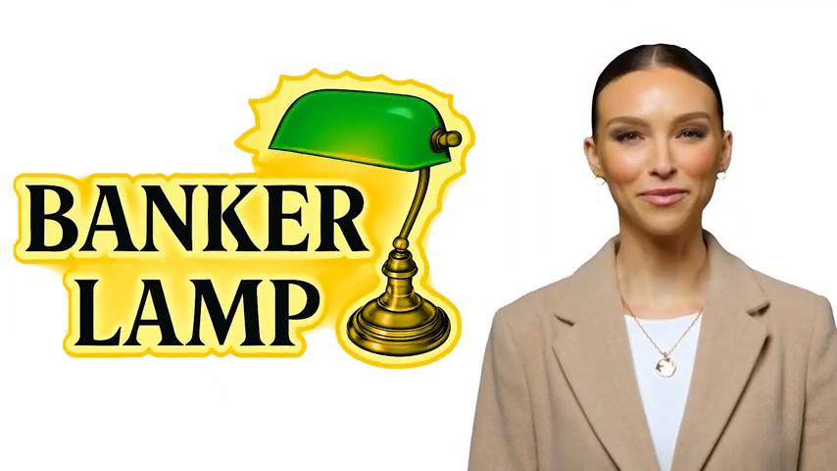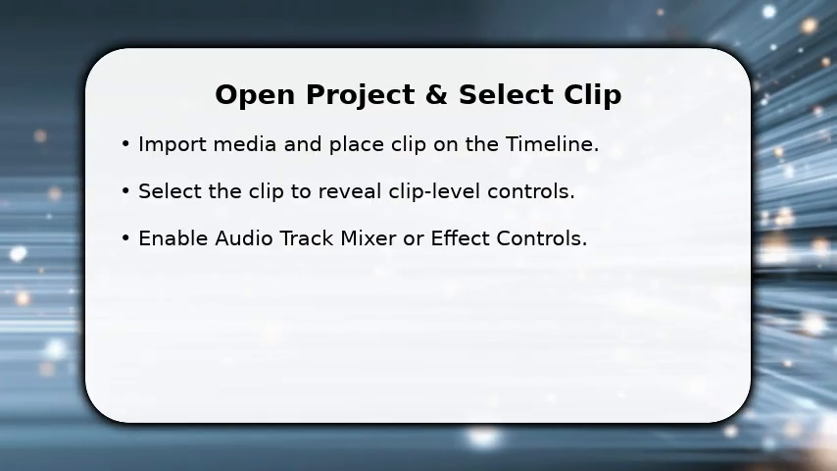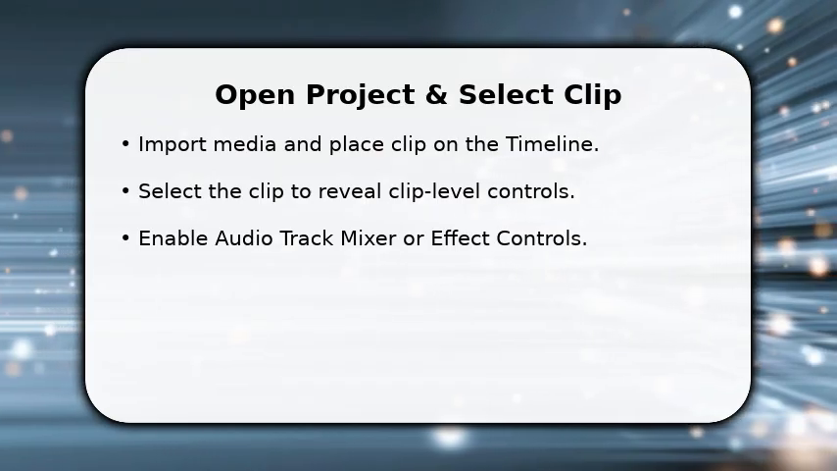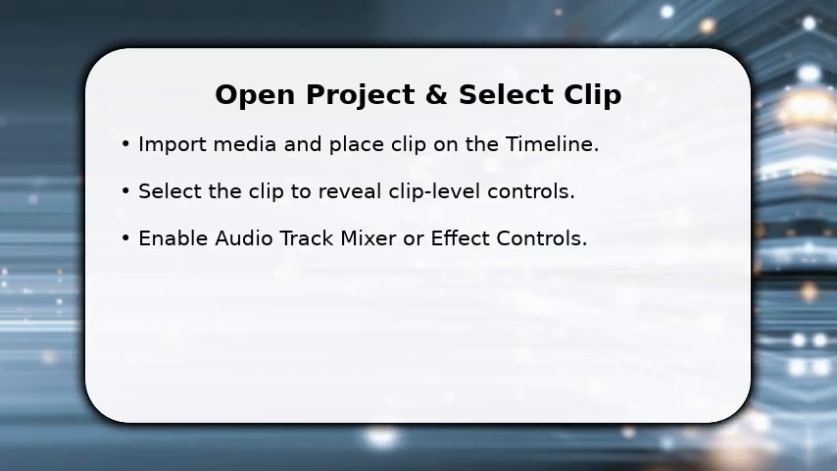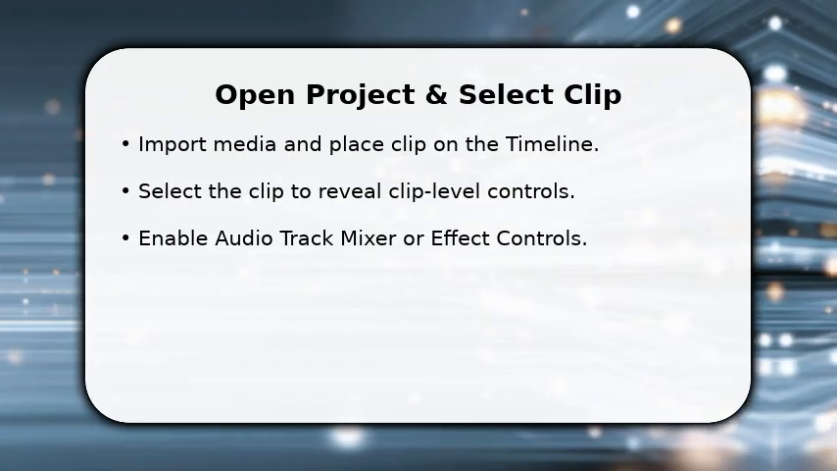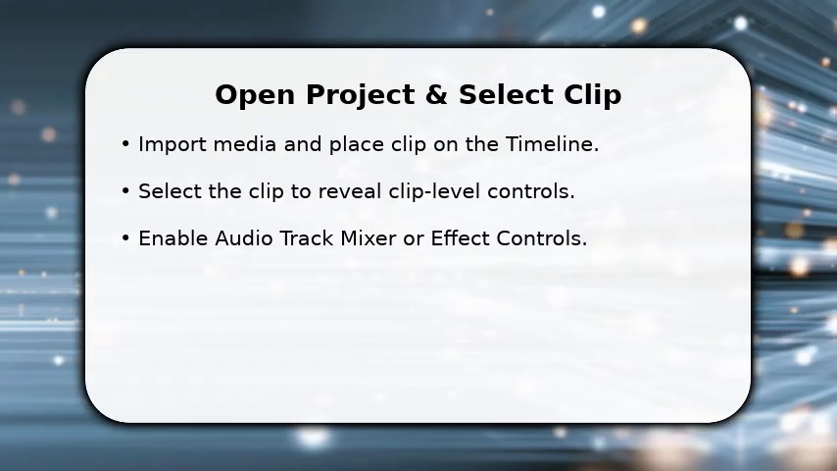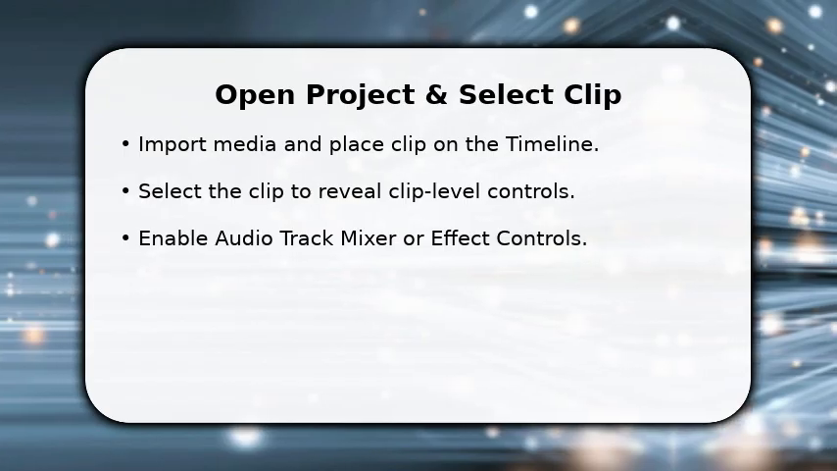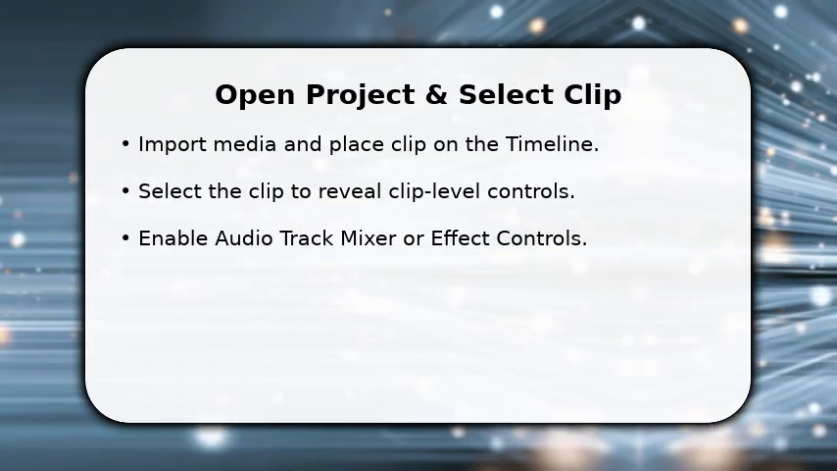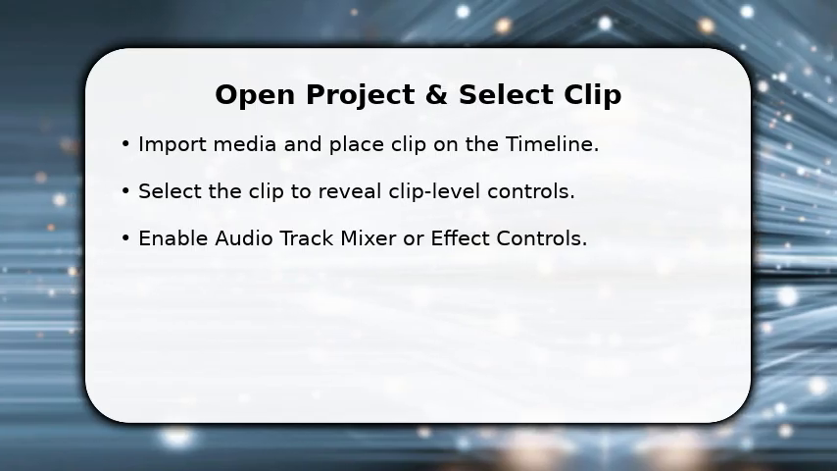Please enjoy the video. You've already imported your media. Now select the clip on the timeline so Premiere can expose clip-level audio controls. Once selected, open Effect Controls and the Audio Track Mixer to choose whether you'll adjust clip gain or track volume. You do this because clip gain changes the source level, while track controls affect all clips on that track.